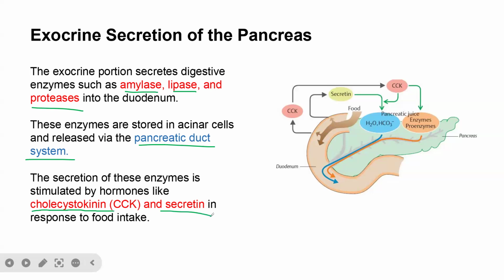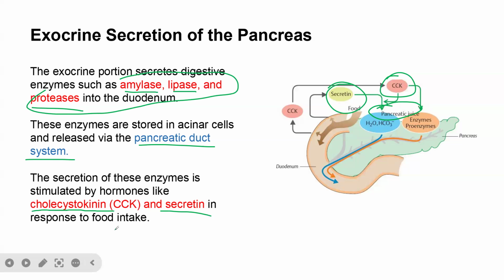cholecystokinin and then secretin. And of course, if you can see it clearly from here, these are the pancreatic juice where we have CCK, that is cholecystokinin, and we have secretin. And this cholecystokinin and secretin are responsible for stimulating pancreatic juice to produce the enzymes and also proenzymes. And these enzymes that we are talking about that are stimulated by secretin and cholecystokinin are the enzymes here, as mentioned, amylase, lipase, and proteases.